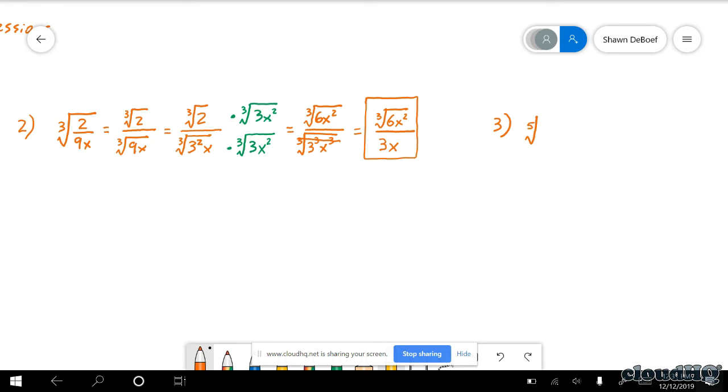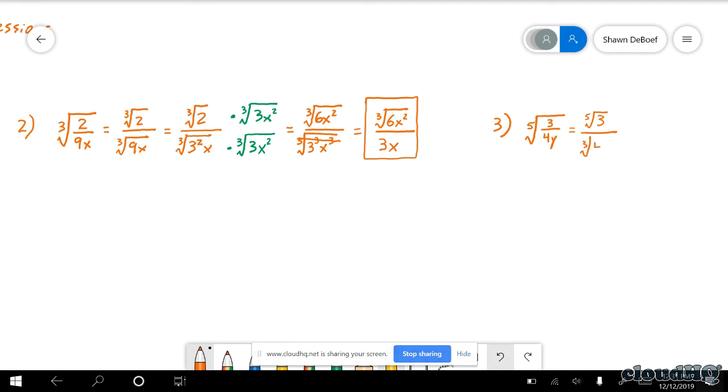Let's try a 5th root of 3 over 4y. So just like the last problem, our first step is going to be to separate the numerator and denominator. They're each going to be roots.